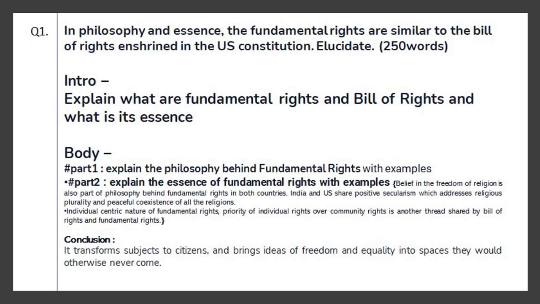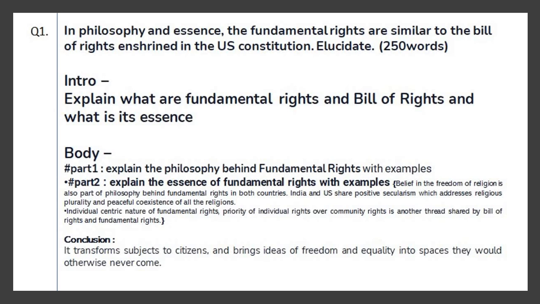And let's say you are presenting something. Okay, so in your presentation, in the introduction, first you will explain what exactly is a Bill of Rights, because when you do not explain what is fundamental right and Bill of Rights, how can you explain the similarity? Okay, so we'll explain in the introduction what exactly is the basic definition of fundamental right and basic meaning of Bill of Rights.